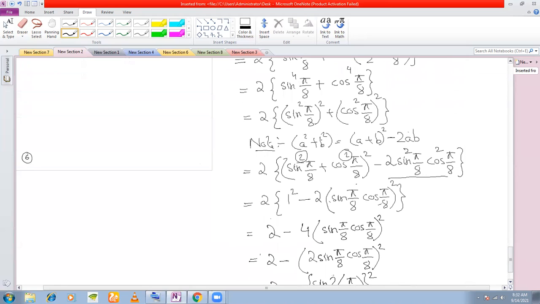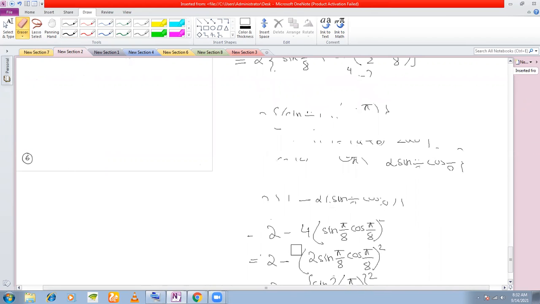Okay. So now no one corrected me here. You don't know the formula for a square plus b square? Yes, Piyush? Yes, sir. You did not correct me also. Anyway, moving on to the next problem.